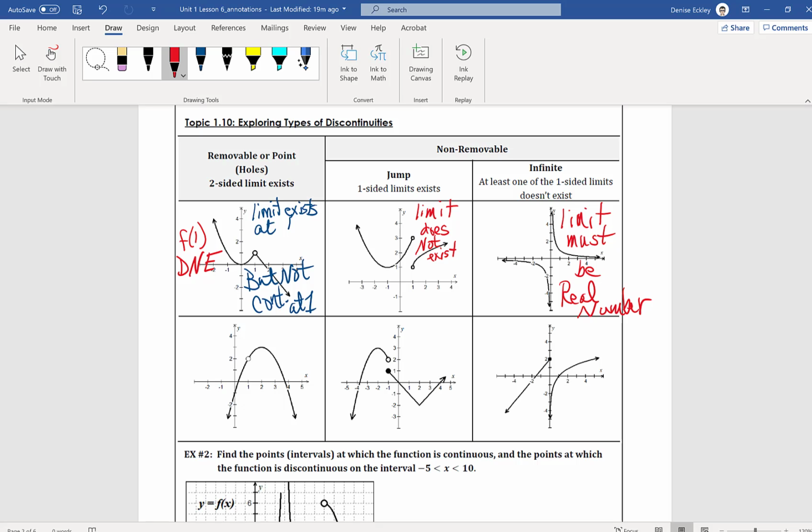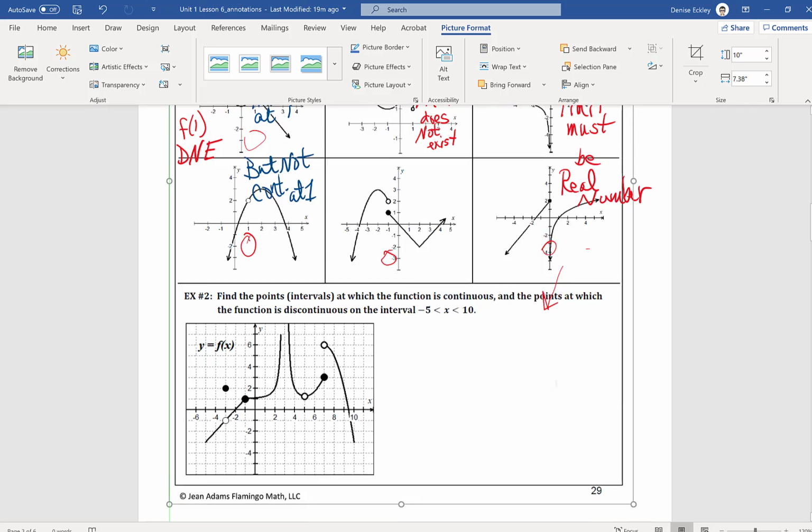Okay, here, this is another version of a hole. We don't have that hard cusp there like we did in the first one. It's a smooth curve, but we do have a hole there. There's a different type of jump where we do have a value of the function, but the left and right hand limits aren't the same, so the limit doesn't exist. And in this picture, the last one, we have one side that has an infinite limit, but the other side is a well-defined limit. So they're all examples of discontinuities.